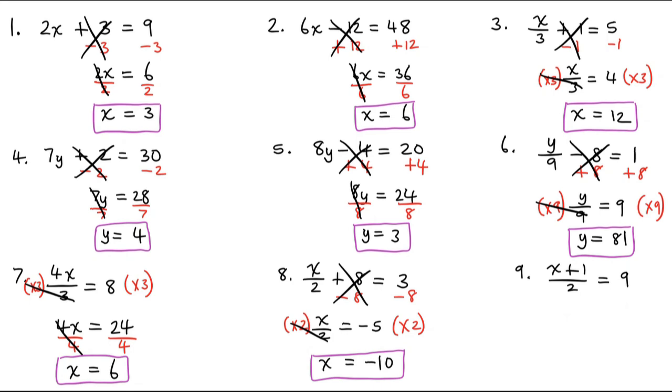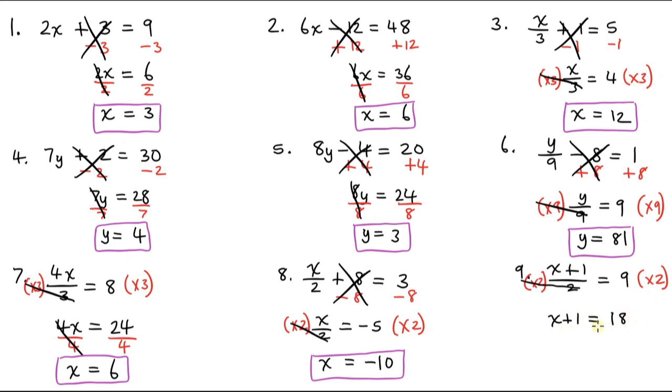And finally, we've got x plus 1 divided by 2 equals 9. So we first of all want to get rid of this 2 in our denominator. If we multiply that by 2, that will get rid of the 2's. And obviously we need to multiply the right by 2. So on the left, the 2's will just cancel out, and we're just left with x plus 1. And then on the right hand side, 9 times 2, well, that is 18.